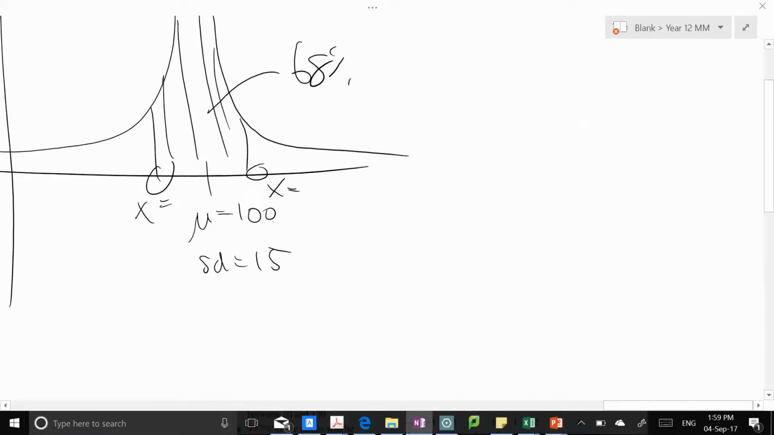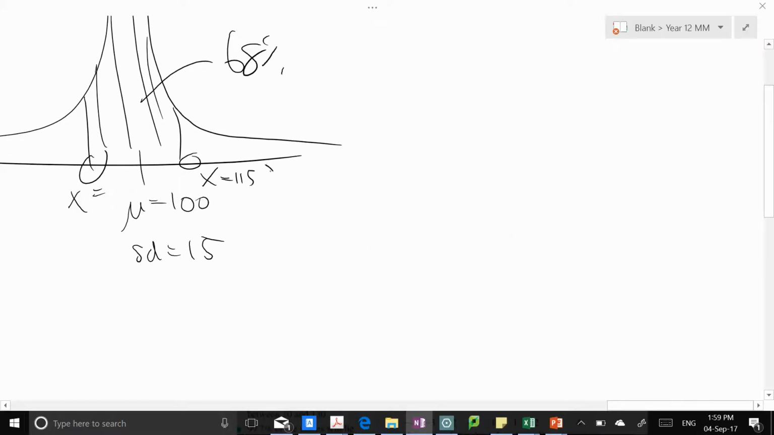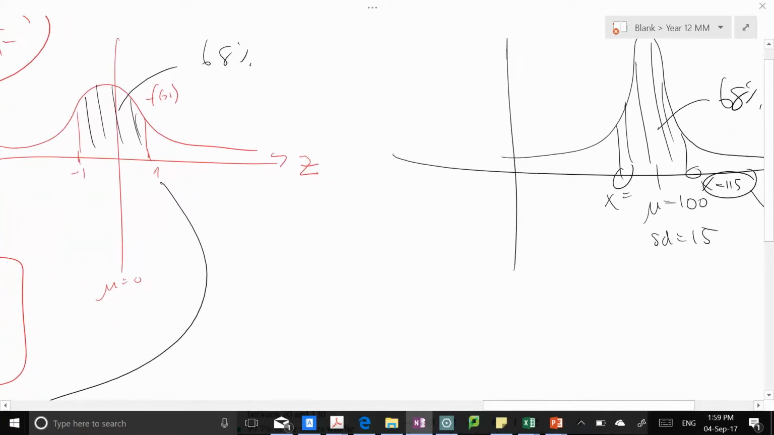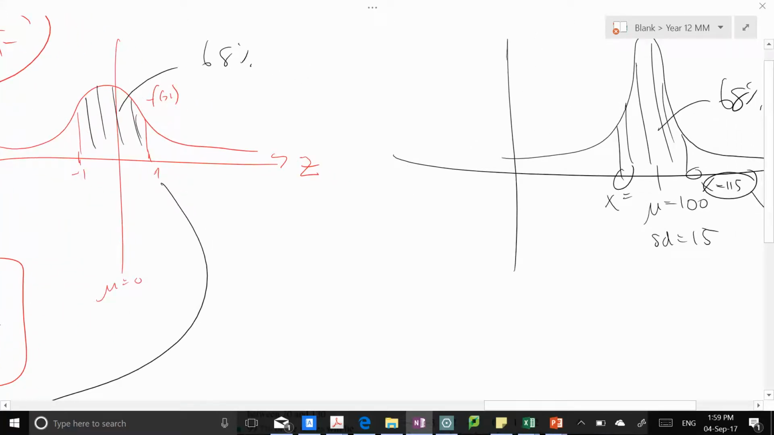So what I'm saying is that x equals 115 is equivalent to z equals 1. Okay, that's what I'm trying to say. If you compare the two graphs, when x equals 115, z equals 1. So if you want to find the probability for z greater than 1, that's the same probability as x greater than 115. Because they're symmetrical, they're meant to be transformed.